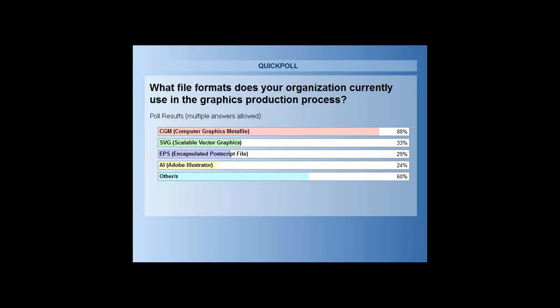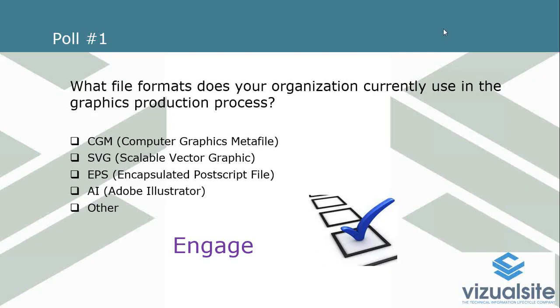So we've got a fair amount on the CGM side today, 88%, 33% SVG, which is good. Close behind we have EPS and then Adobe Illustrator, so predominantly CGM people on the line, but others as well, so that's an interesting statistic. So I really thank you for participating, and we'll move on and we'll do another poll later on in the session.